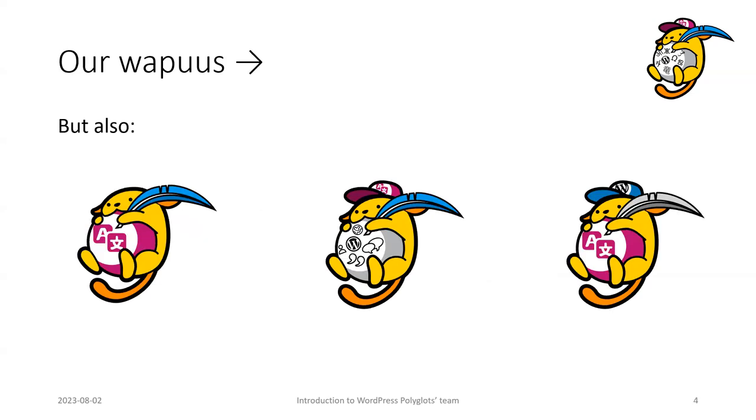Of course, as a WordPress team, we need to have our WAPU, and we even got several of them. He may be wearing a hat or not. He may be talking more about communication or more about different languages, but he always has this very nice feather pen. So now you know what a polyglot looks like when you meet them in the street.